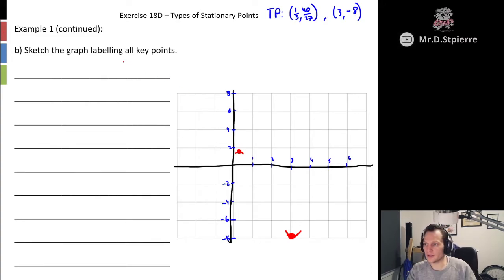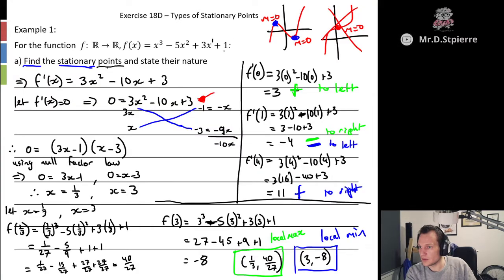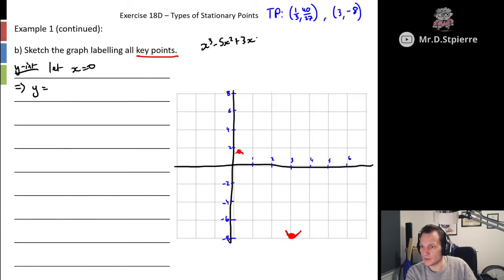We need to have our intercepts because we're asked for all our key points. So for our y-intercept, let's let x equal to 0. So it follows on, y is equal to, and our original function was x cubed minus 5x squared plus 3x plus 1. So we get 0 cubed minus 5 by 0 squared plus 3 by 0 plus 1. So of course it's the constant term as always. So y is equal to 1.